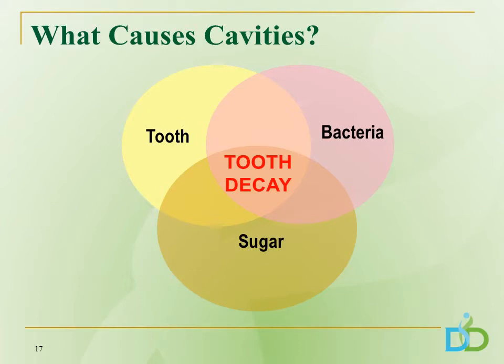If the plaque is brushed away, the cycle is broken and there will be no decay. Cavities in both primary or baby and adult teeth must be treated. Once a cavity is formed, or a hole, it won't close itself.